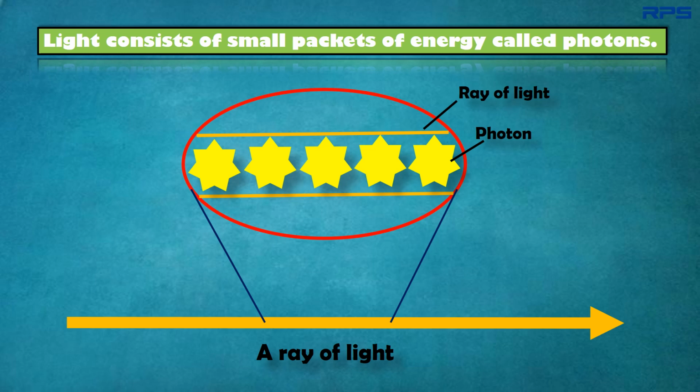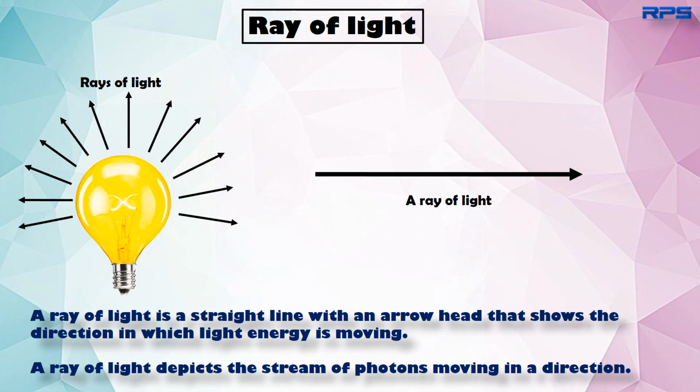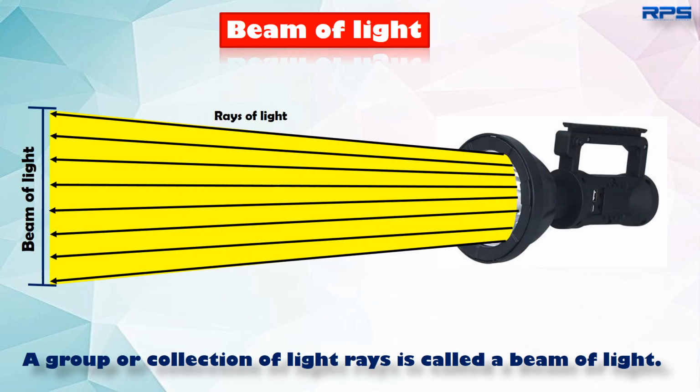In the previous class, you have studied about a ray of light and a beam of light. A ray of light is a straight line with an arrowhead that shows the direction in which light energy is moving. A ray of light depicts the stream of photons moving in a direction. A group or collection of light rays is called a beam of light.